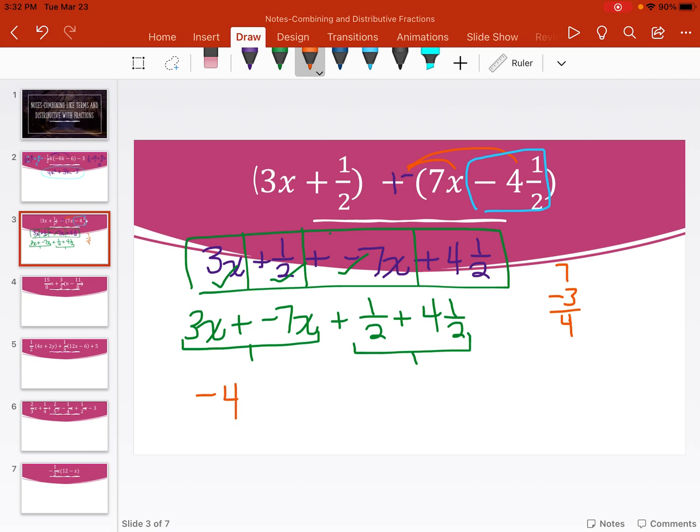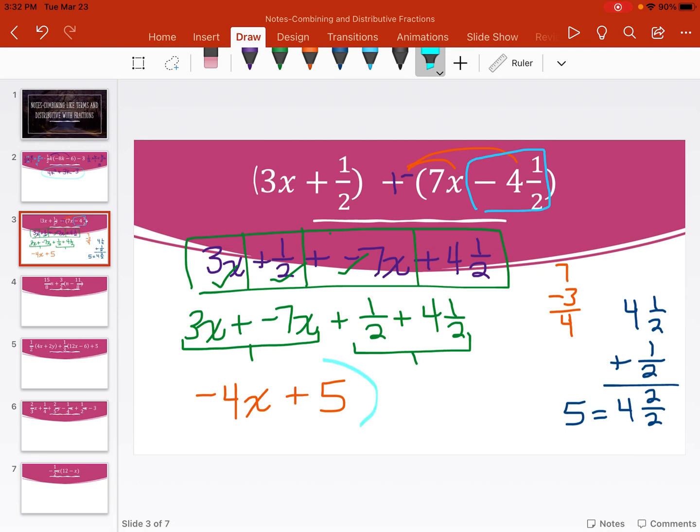So -4x plus, now over here I've got this 1/2 plus 4 1/2. So 4 1/2 plus another 1/2. 1/2 plus 1/2 is 2/2. 4 2/2, which is the same thing as 5. So -4x plus 5 is your answer.